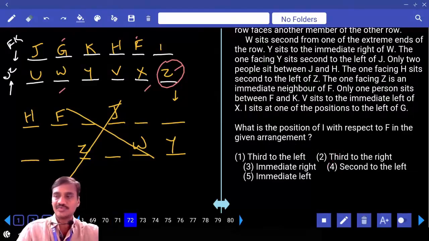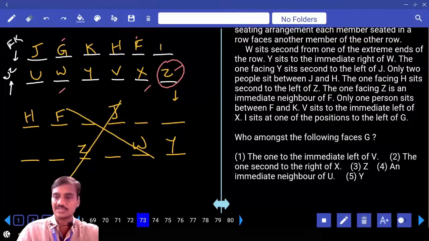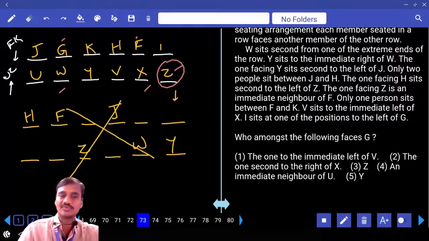And what is the position of I with respect to F in the given arrangement? I is to the immediate left of F, and it is given in choice 5, question number 72. And who among the following faces Z? W faces Z. Now W is not straightly given. The one to the immediate left of V is false. The one second to the right of X is false. And Z, that is again false. An immediate neighbor of U, definitely true. Choice 4, question number 73.